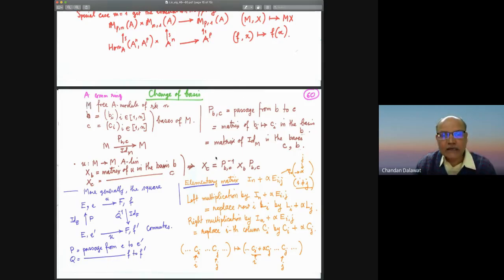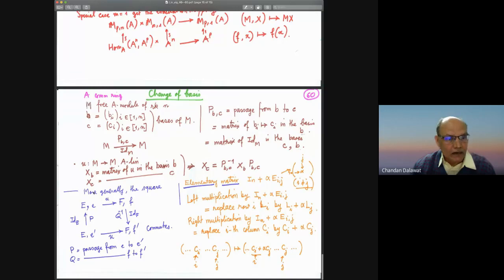Another way to think of it is that I'm just taking the identity map between M and M, but I'm taking the matrix with respect to the basis C at the source and the basis B at the target. Okay, so that's exactly what you can see, that they amount to the same thing. And finally, this formula for the change of basis is this one.